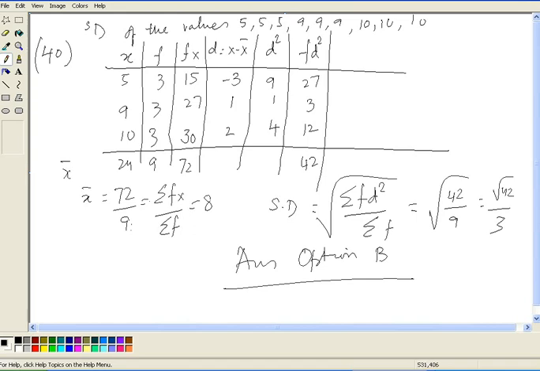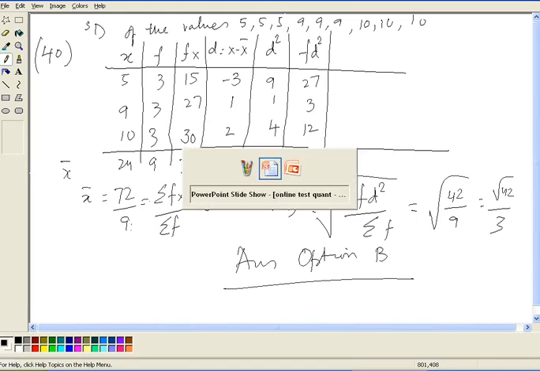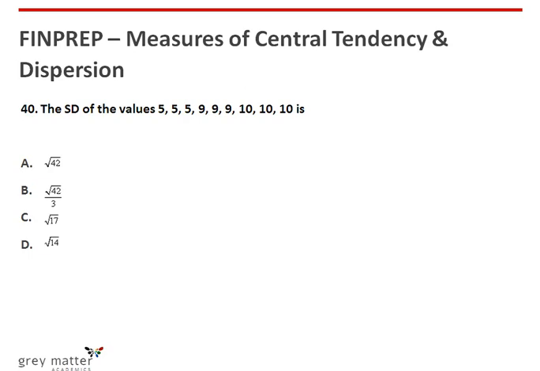So standard deviation is given by square root of sigma fd squared by sigma f, which is square root of 42 by 9, which is square root of 42 by 3. So the answer is option B. Going to our PowerPoint presentation, it is option B. It says square root of 42 by 3.